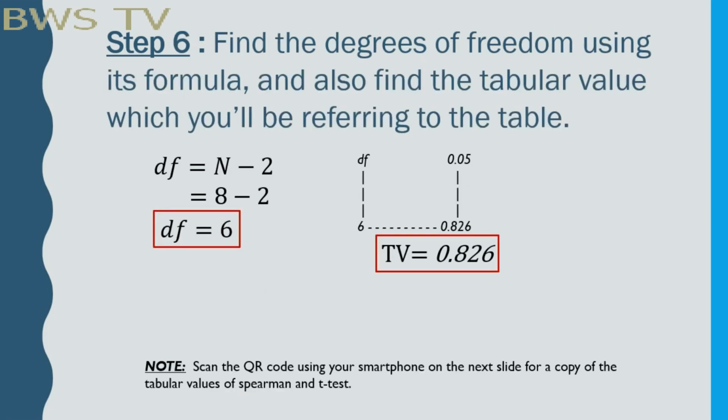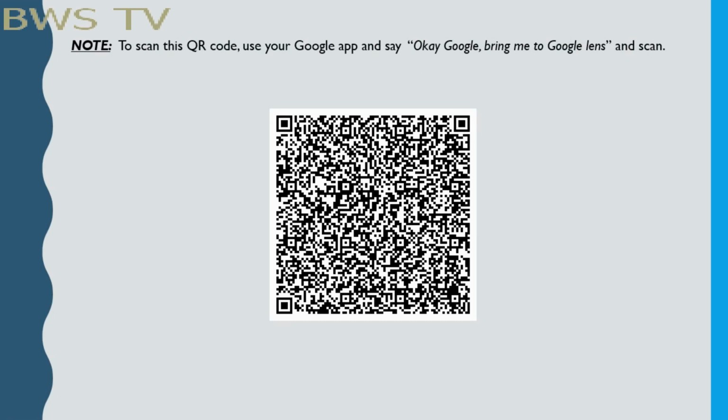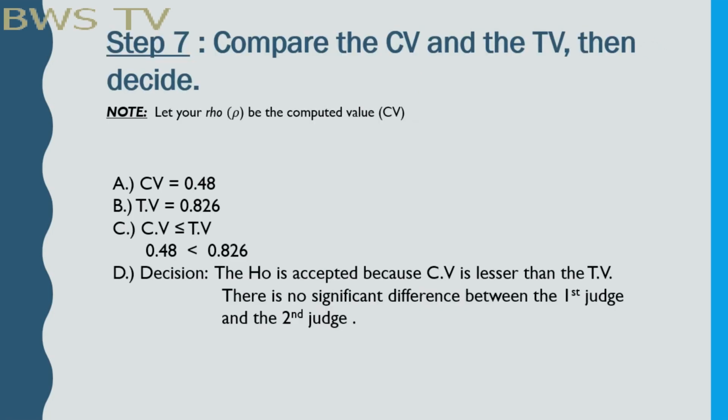Step 6. Find the degrees of freedom using its formula, and also find the tabular value, which you'll be referring to the table. In order to find the tabular value of Spearman rank difference in this example, scan the given QR code. And for the last and final step, compare the CV and the TV, then decide.